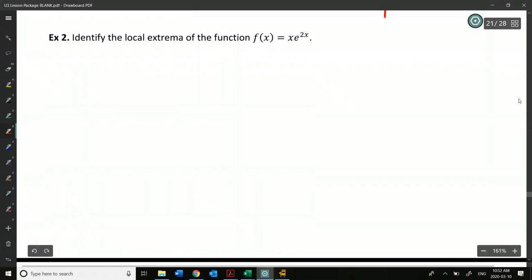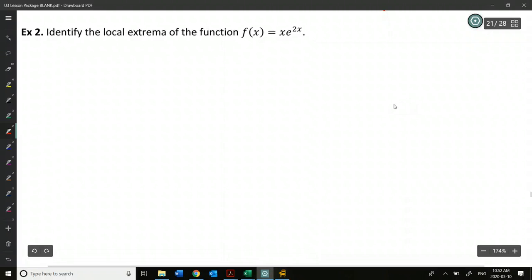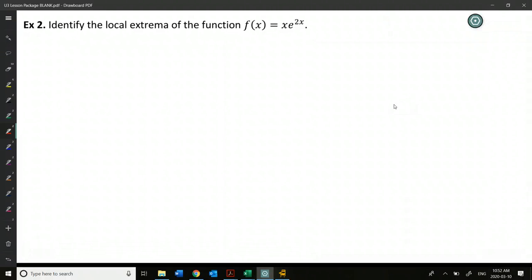Okay, identify the local extrema of the function f at x. So let's think back to unit 2 here. How do we go about finding local extrema and identifying them? What do we have to do? First derivative test. Okay, so we need to do the first derivative test. I mean, we could also do the second derivative test, but we will have to do maybe some kind of table if we do the first derivative test. So let's find the first derivative.